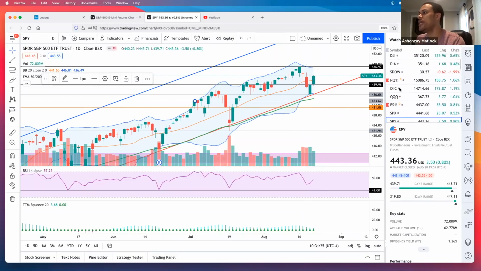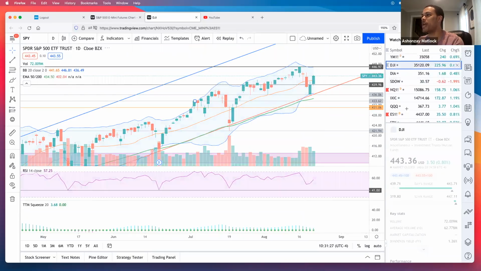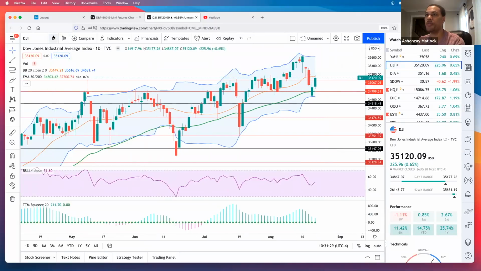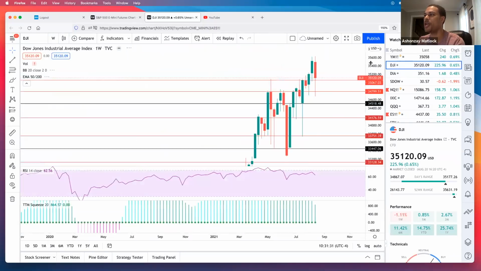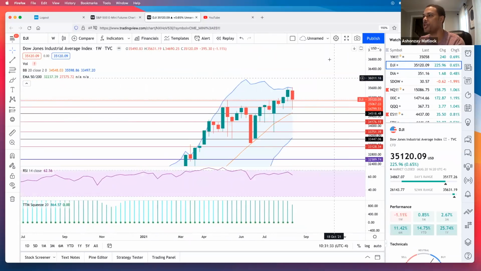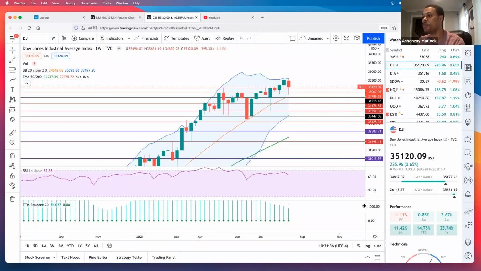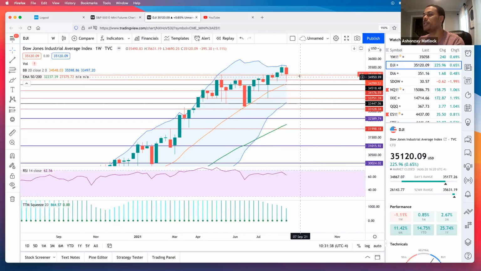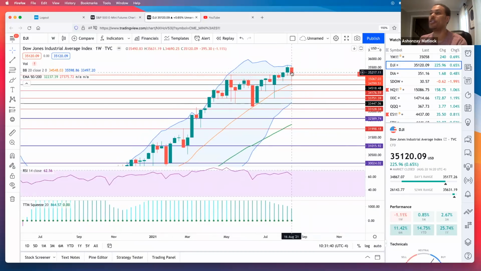So let's take a look at the Dow Jones. So when we look at the Dow Jones, pretty much the same thing. Now, the Dow Jones looks a lot weaker than the Nasdaq and the S&P 500. And that's because the Dow Jones has pretty much been running all year. So when we take a look at the weekly candle, the Dow Jones was actually down 395 points, about 1.1%.